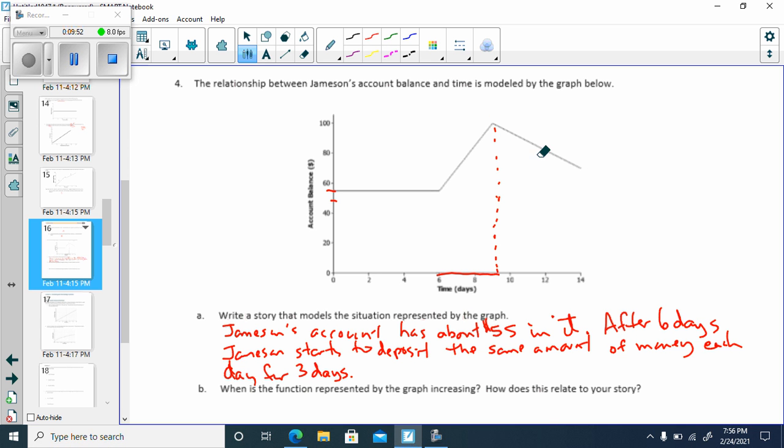Then Jameson starts to spend money from what? 9 to 14. So 14 minus 9, that would be what? The next 5 days. Then for the next 5 days, Jameson spends the same amount of money each day, right?